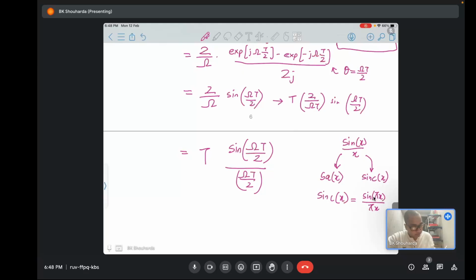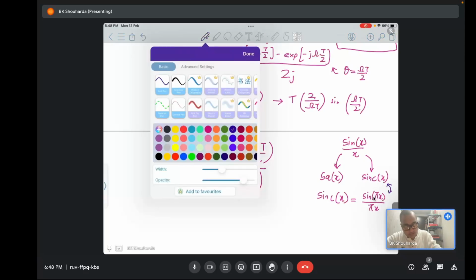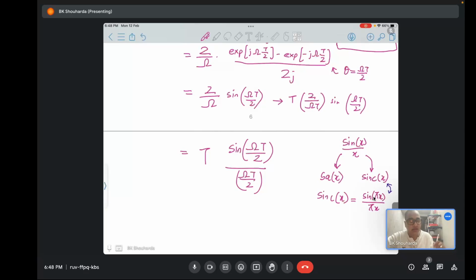Okay, so you see there are two definitions, I mean you see two contradictory things. The form is the same, the shape of this sinc function is almost the same as the one I will be drawing very soon. I'm not saying the exact positions, but the shape is the same.